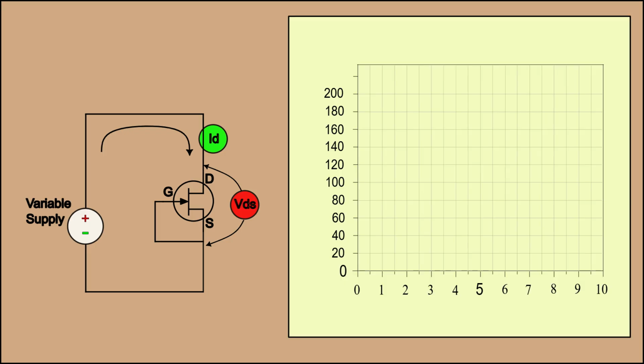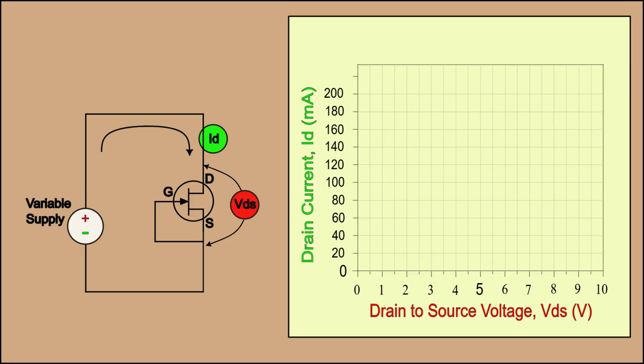Let's chart the change in the current as we vary the voltage. Since we are controlling the voltage, it will be on the X, or horizontal axis, and the current that results will be on the Y, or vertical axis. Notice how the current starts up at a steep angle and then turns and runs at a shallow angle. This is the characteristic curve for a JFET.